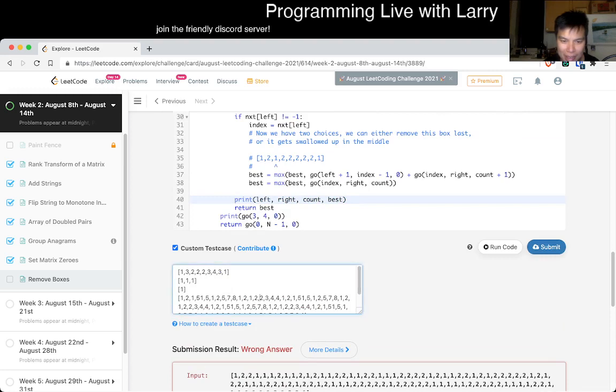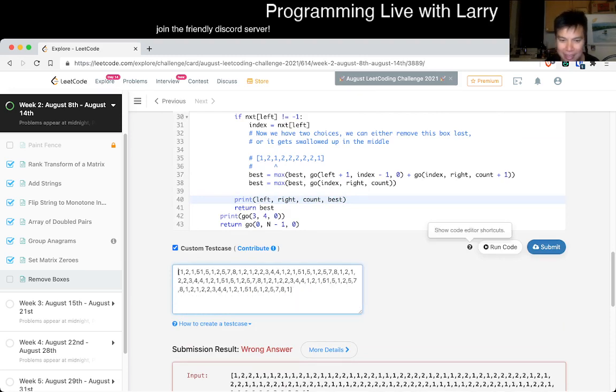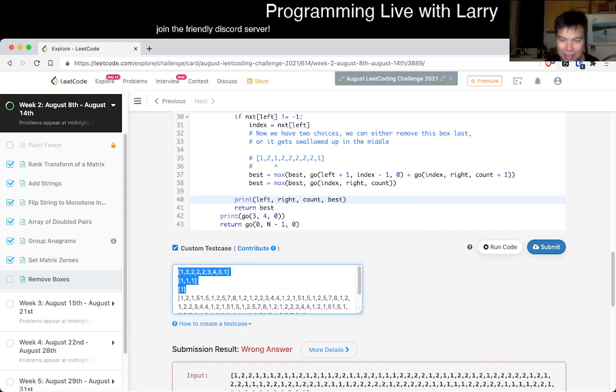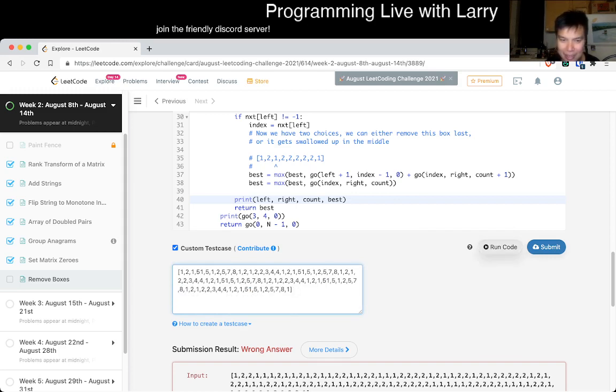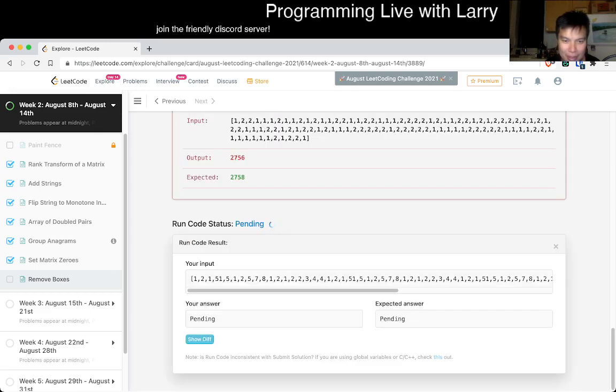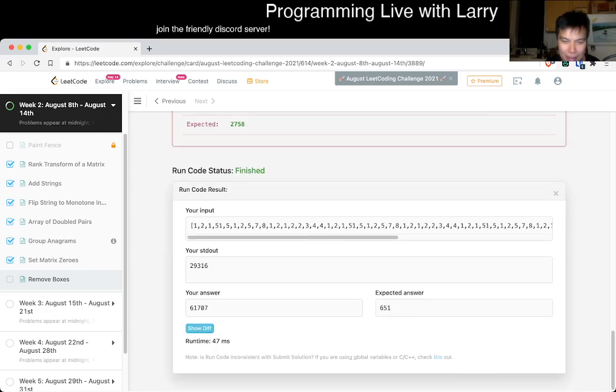Also, the sad thing is that I actually got rid of a lot of our test cases. I was going to paste it somewhere, but I forgot. Oh well, it's fine. Whoopsie daisies. Why? Was it 3, 4, 0, 1, 2, 3, and 4? Why is that returning 29,000 as the answer?